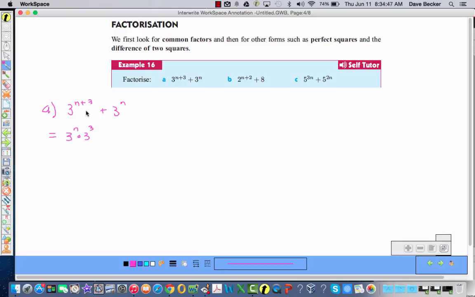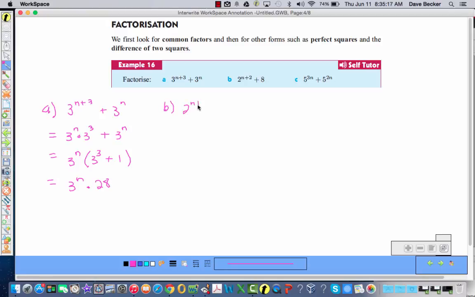Isn't that equivalent? Say yes. Yeah, it is. Plus 3 to the n. So they have a 3 to the n in common, so that becomes 3 to the n times 3 cubed plus 1, which turns into 3 to the n times 27 plus 1. 3 cubed is 27 plus 1, so that becomes 3 to the n times 28. Nice. What about B here?